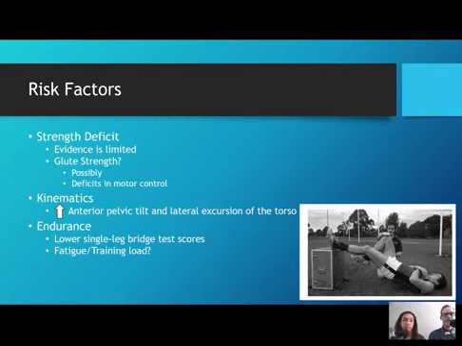Right. And I think some of that also goes into the next one, looking at those kinematics. They found that those that went on to sustain a hamstring strain had a higher anterior pelvic tilt. So you're starting to see, with that anterior pelvic tilt, we already talked about all these muscles originate from that posterior chain. So now if you put them into an anterior tilt, you're already starting that tension.